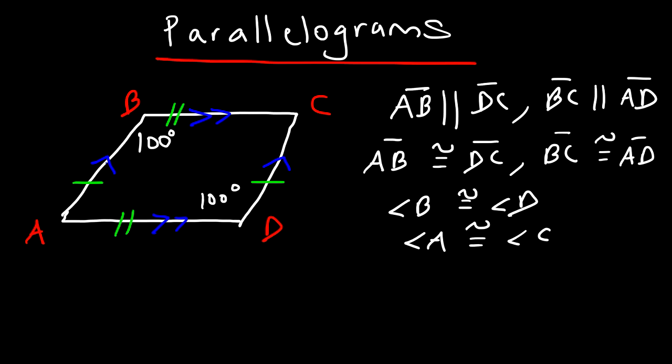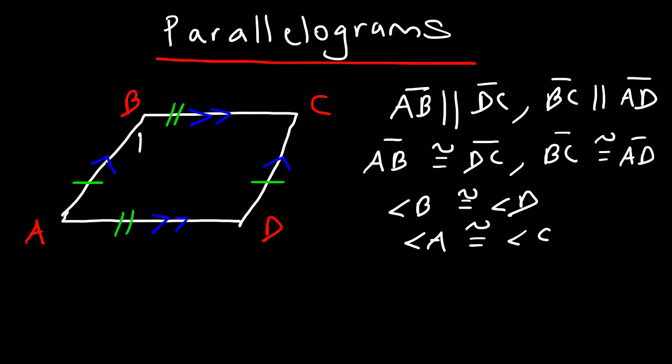Another rule we need to know is that consecutive angles are supplementary. So that means A and B have to add up to 180. B and C has to add up to 180. So A and C, they're equivalent to each other, and they both must be 80. 100 plus 80 is 180. And so consecutive angles are supplementary.